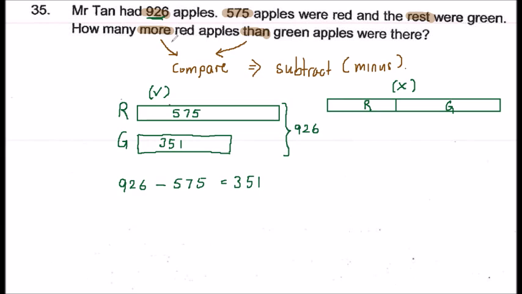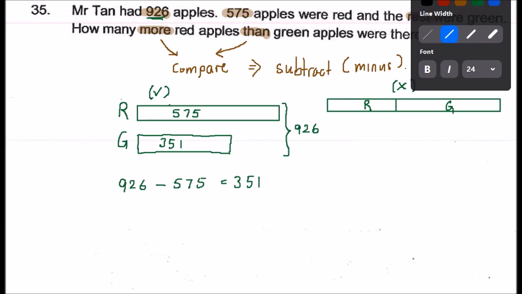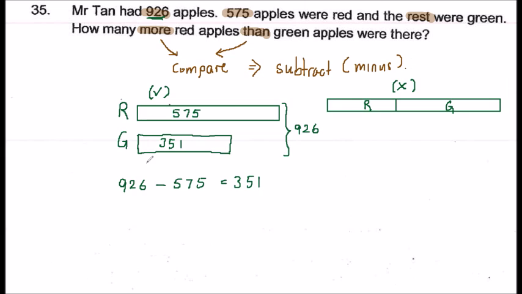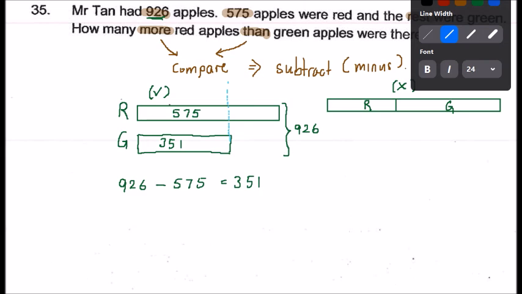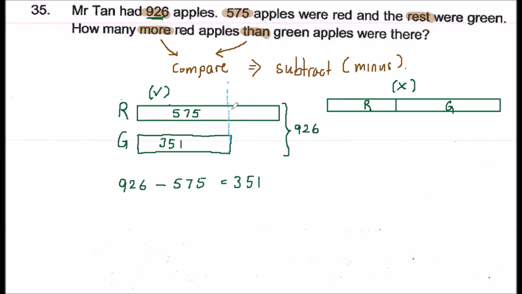But what we want to find is how many more red than green. So what we need to do is draw a line here. We want to compare how much more. Jane, we are finding this pink color region. Can you see? I'm shading it for you. How much more? Jane, do you understand?